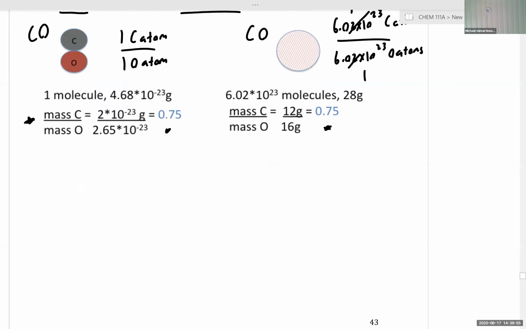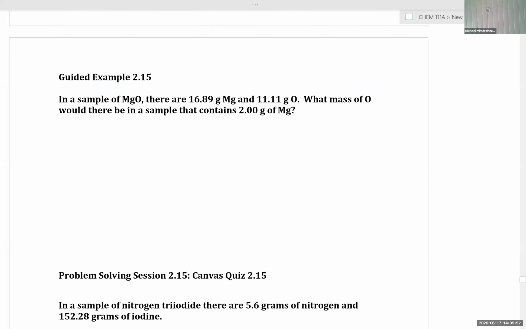So let's talk about how that works. To do that, we're going to do a guided example. In a sample of magnesium oxide, there are 16.89 grams of magnesium per every 11.11 grams of oxygen. Now it's asking us what mass of oxygen would there be in a sample that contains 2 grams of magnesium. So in effect, we're doing a unit conversion.